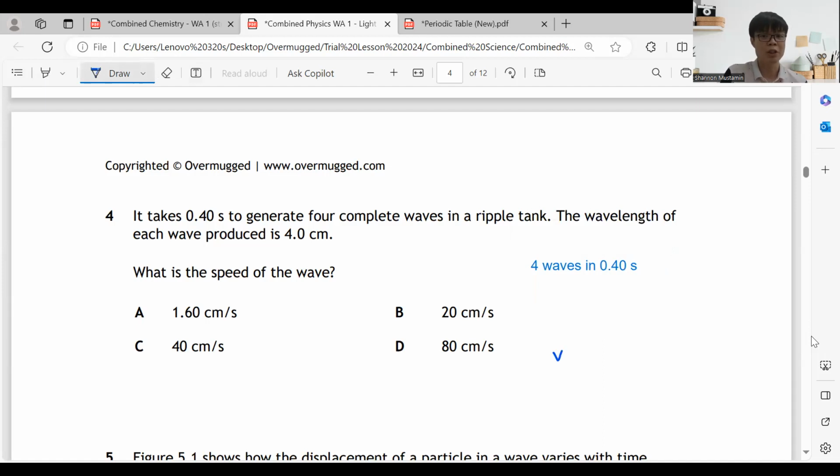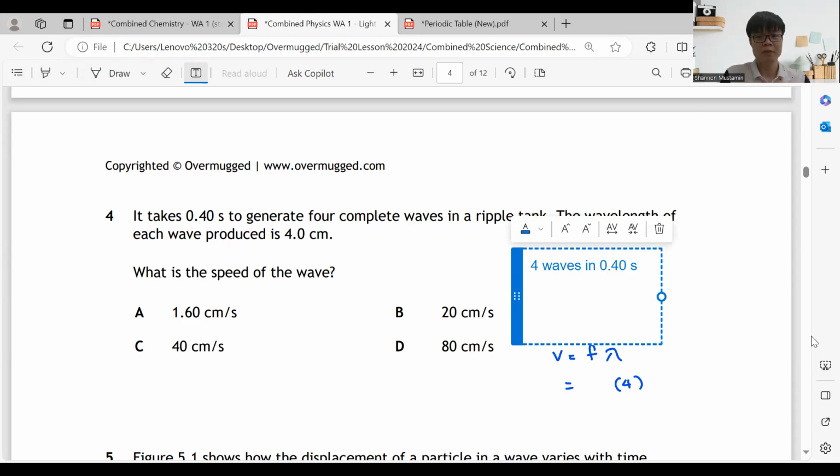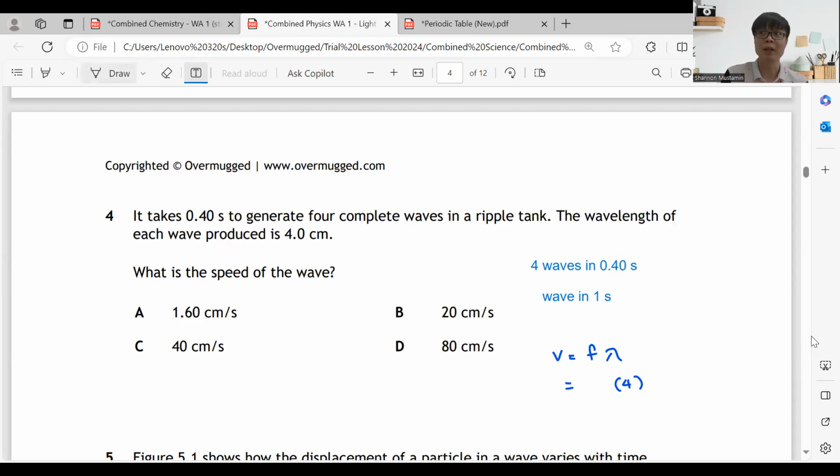What is the speed of the wave? Essentially, you need to use this formula. You realize what you are missing? Your wavelength is 4. You are missing frequency. What do you understand by frequency again? Number of waves in 1 second. How many waves can you make in 1 second? Primary school, what do you do? You have to do this: 4 divided by 0.4, which is 10. 10 waves in 1 second. You got frequency already.